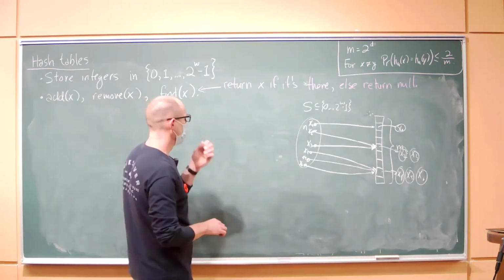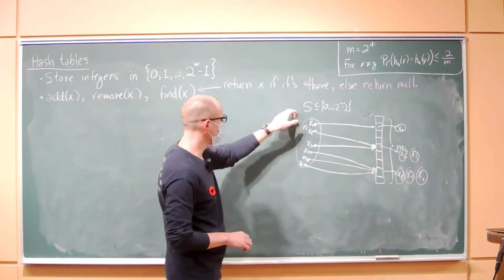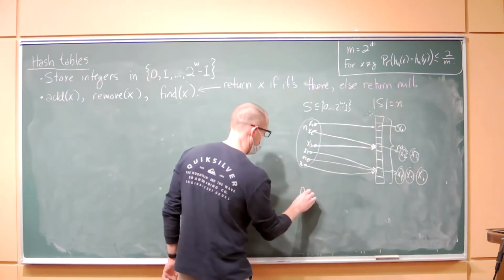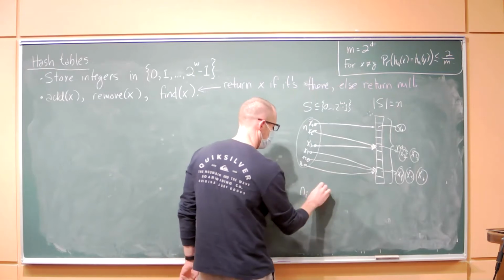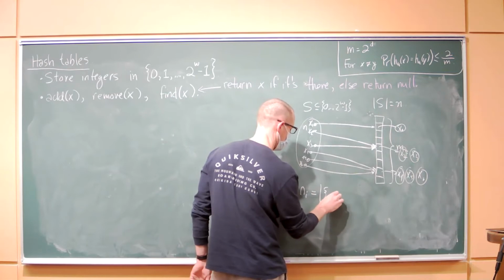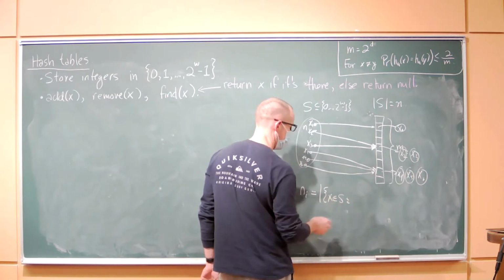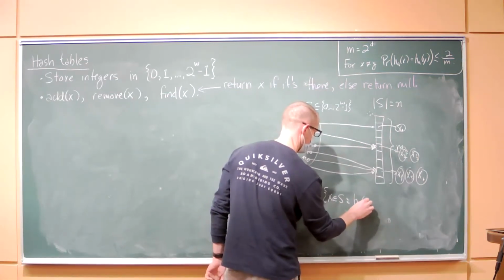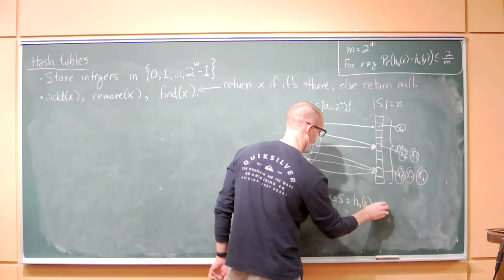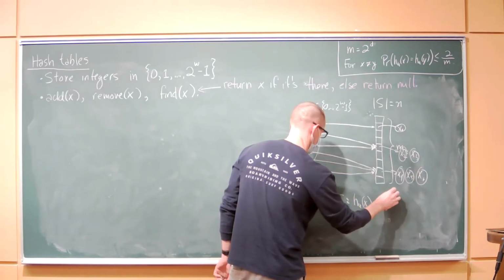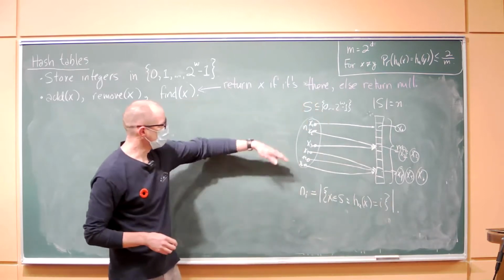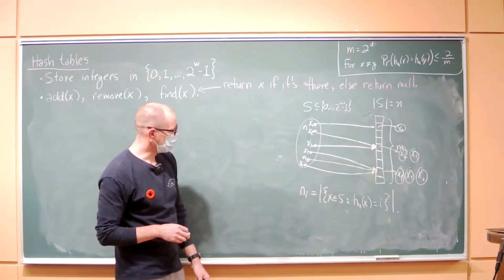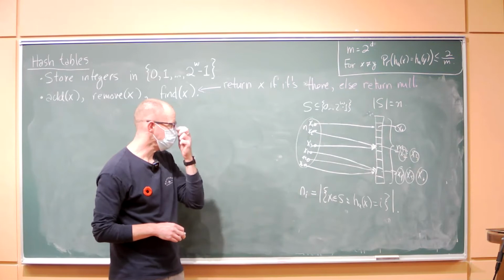And I'm going to say the size of S is n, the number of elements you're storing. And n_i is just going to be equal to the number of elements in your set which end up at position i in the table. So that's where h(x) is equal to i. So I have n elements, they're split among these m table entries, and n_i tells you how many are in table location i.